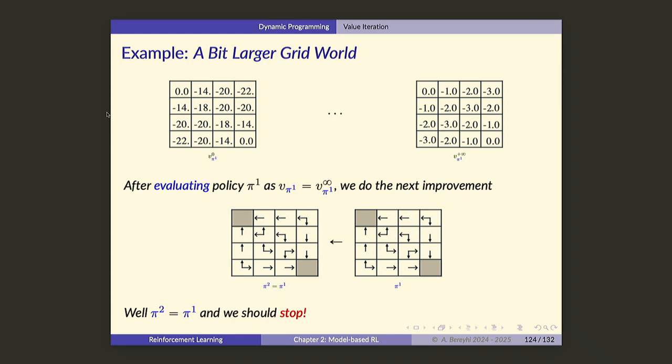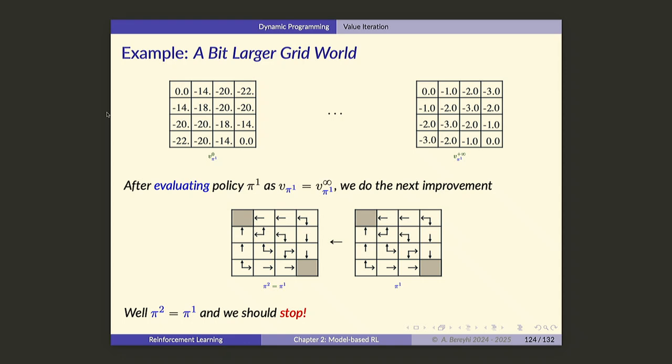Now that you have this correct value function, you could again improve your policy. But as a matter of fact, for this dummy example, if you do improve it, you're going to see that pi 2 is going to be exactly pi 1, meaning that the policy you found was the optimal policy, right? And the policy iteration algorithm has stopped.